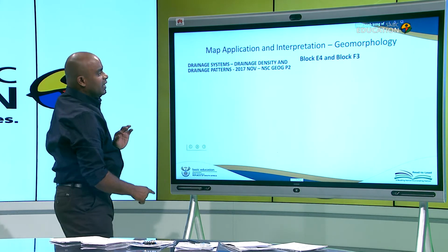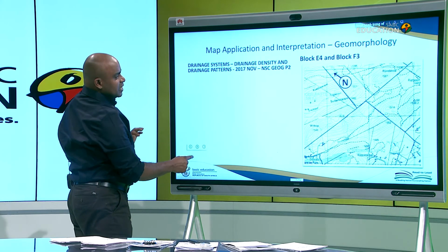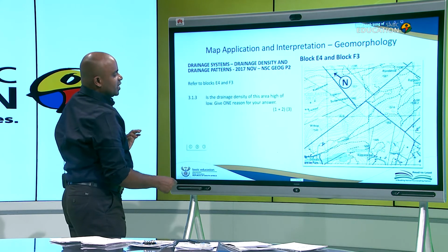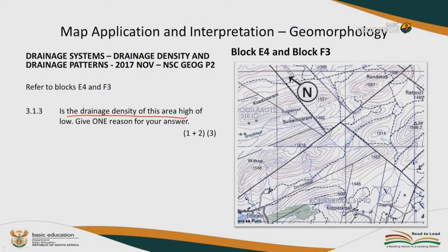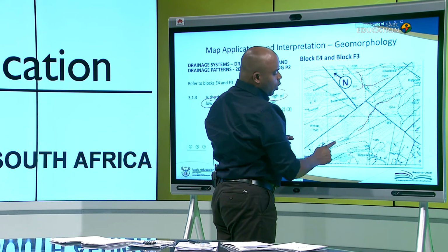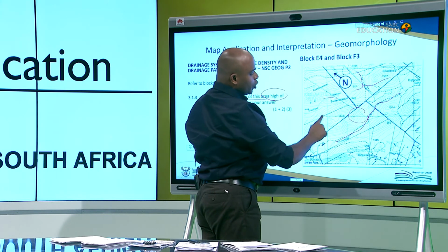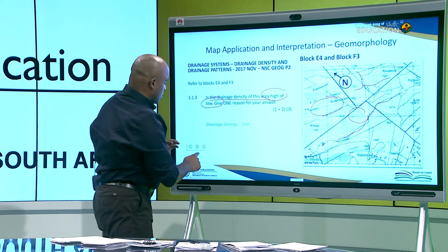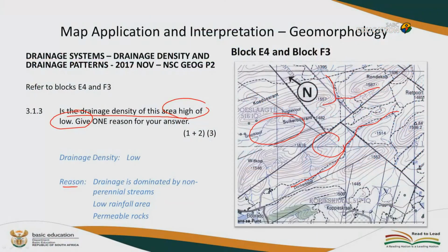Let's look at the next one. Again, in 2017, drainage density as well as drainage patterns. Is the drainage density of the area high or low? Give a reason for your answer. In this particular example, you will note that the drainage density is very low. Why? There are many non-perennial streams in this particular map. So the reason the drainage density is low is that it is dominated by non-perennial streams, low rainfall, as well as permeable rocks.